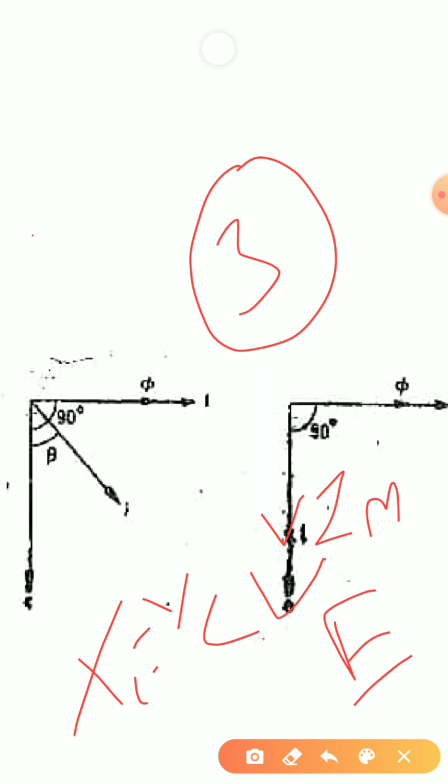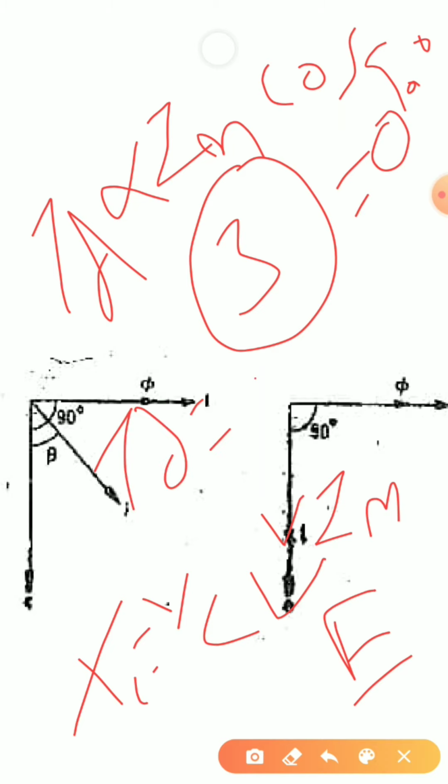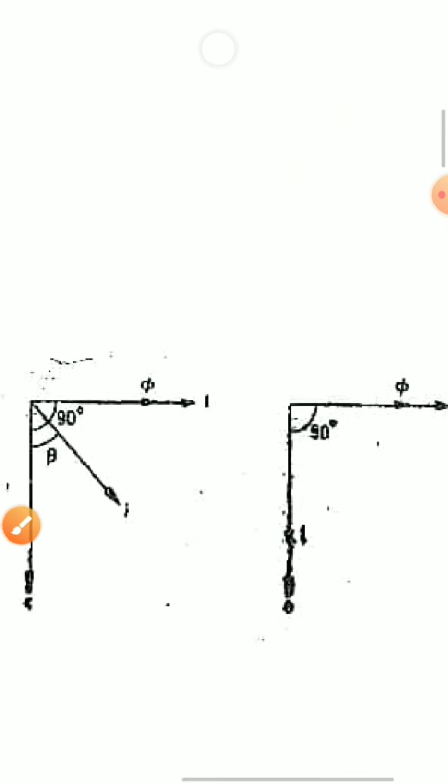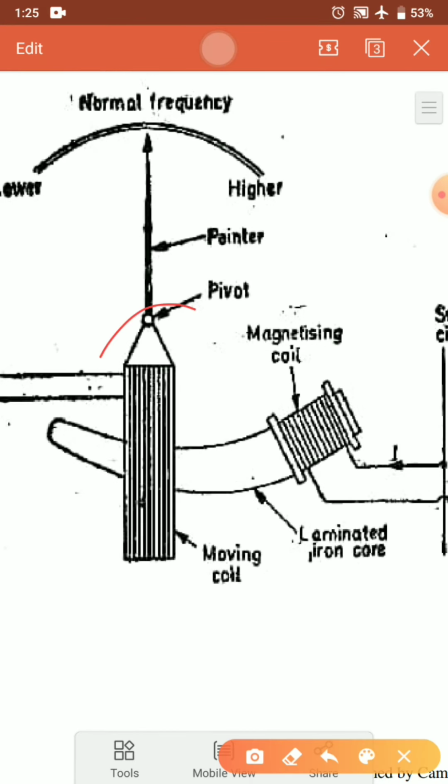We can see that both the values are in phase. So TD is nothing but IM cos 90 degrees, and the value of cos 90 is equal to 0. That is, no deflecting torque will be produced. Deflecting torque is not produced. So if deflecting torque is not produced, whichever position the movable coil was in, it will maintain, it will stay at that position.